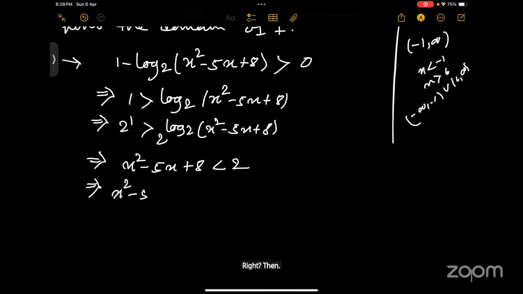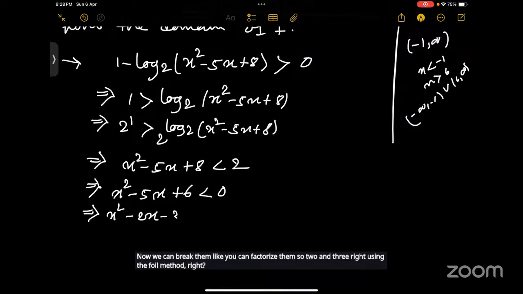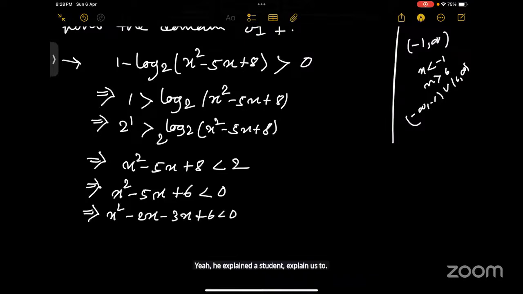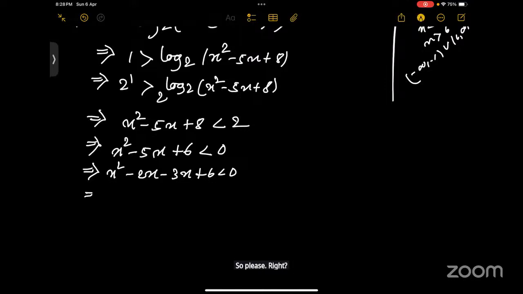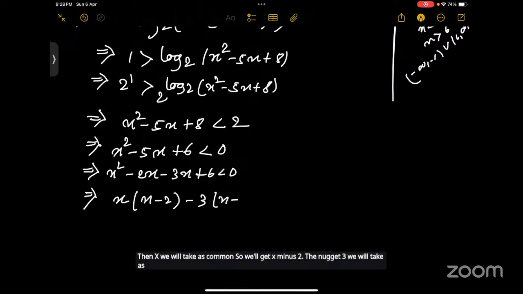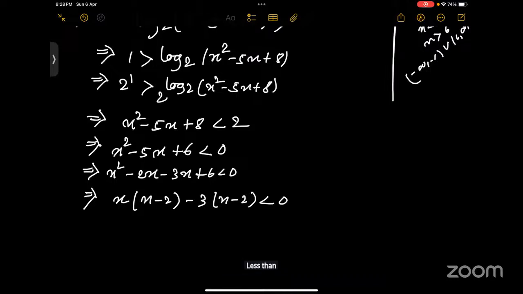Now you can bring the 2 to this side, it will become x square minus 5x plus 6 less than 0. So 6 should be 2 into 3, and 5 is 2 plus 3. Now we can factorize them. So x minus 2 into x minus 3, using the FOIL method, right? So x squared, minus 2x, minus 3x, then plus 6. Then x we will take as common, so we'll get x minus 2. Then again 3 we will take as common, so we will again get x minus 2. Then we have this product of factors less than 0, right?